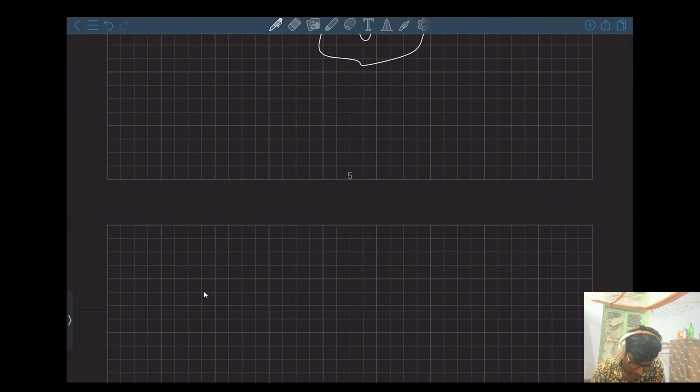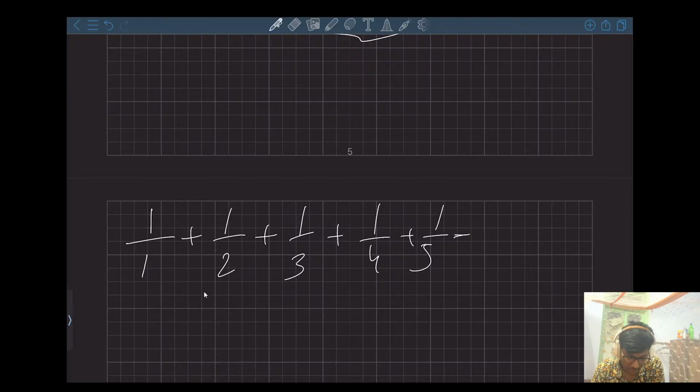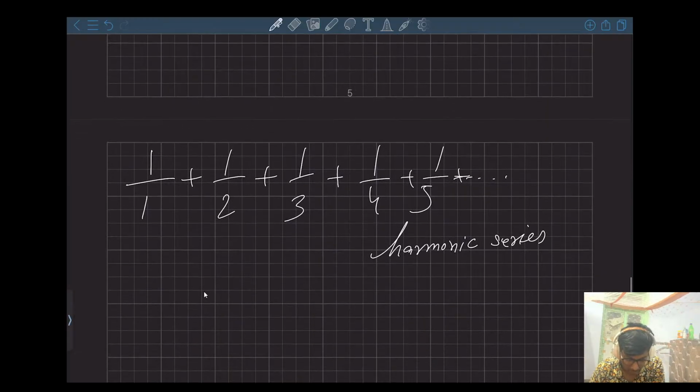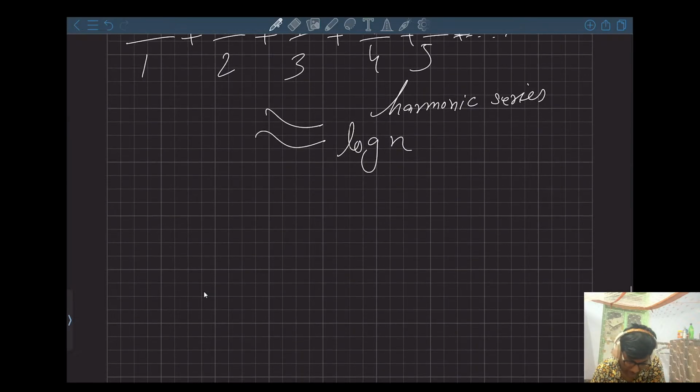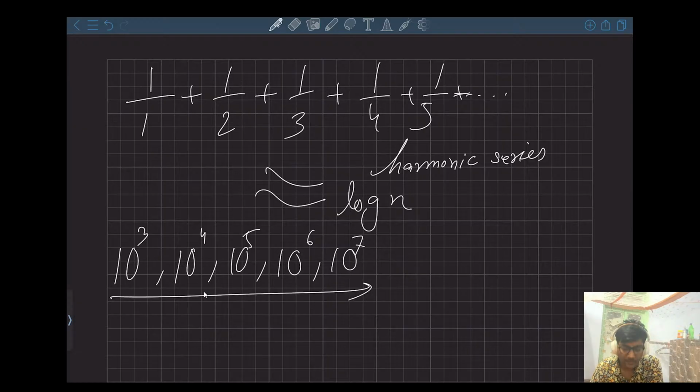Next, I will try to prove that the harmonic series, 1 by 1 plus 1 by 2 plus 1 by 3 plus 1 by 4 plus 1 by 5 plus dot dot dot, is approximately equal to log n, where n is the number of terms. What you can do is calculate it for very high values of n: 10 to the power 3, 10 to the power 4, 10 to the power 5, 10 to the power 6, 7, and calculate log n.